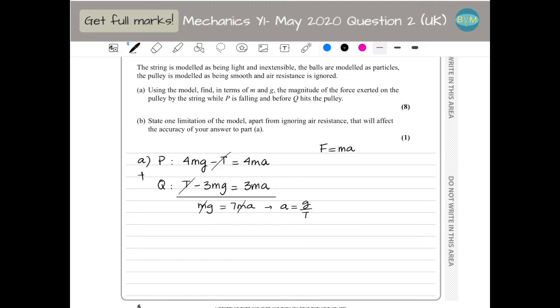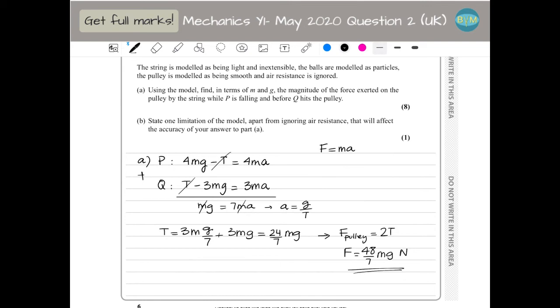So if I substitute the acceleration, let's say here, T is going to be 3m times A, where A is g over 7, plus 3mg. When we do this, we have that the tension is 24 over 7 mg. If the tension is that, I know that the force in the pulley is going to be 2T, so the force is going to be 48 over 7 mg newtons. And that's my answer.